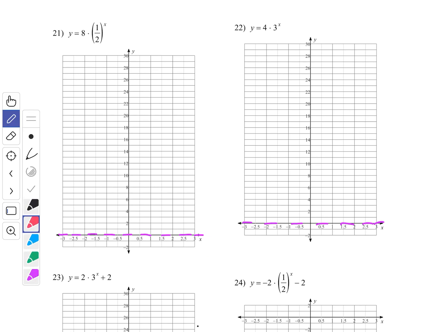Okay, 21 and 22, same concept. So starting at 8, timesing by 1/2, which is the same as dividing by 2. So as I go to the right, each time I go 1 to the right, we divide by 2. And we just start going down. As I go to the left, I times by 2. It looks something like that.